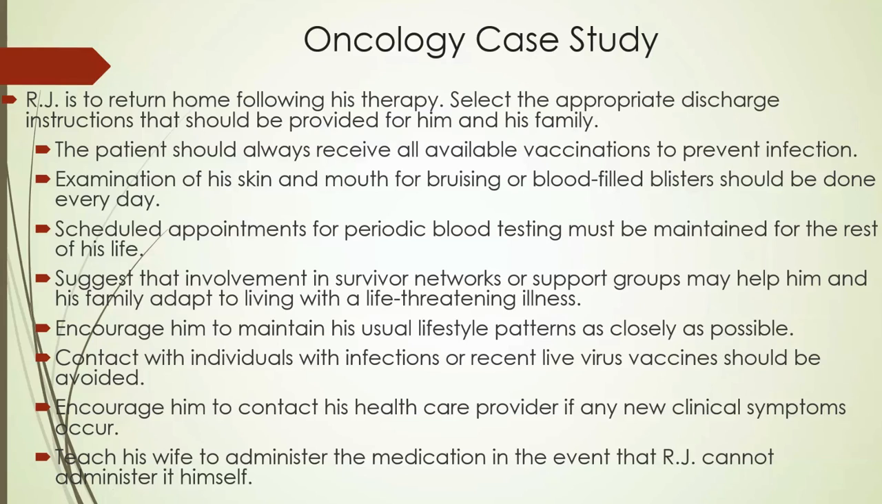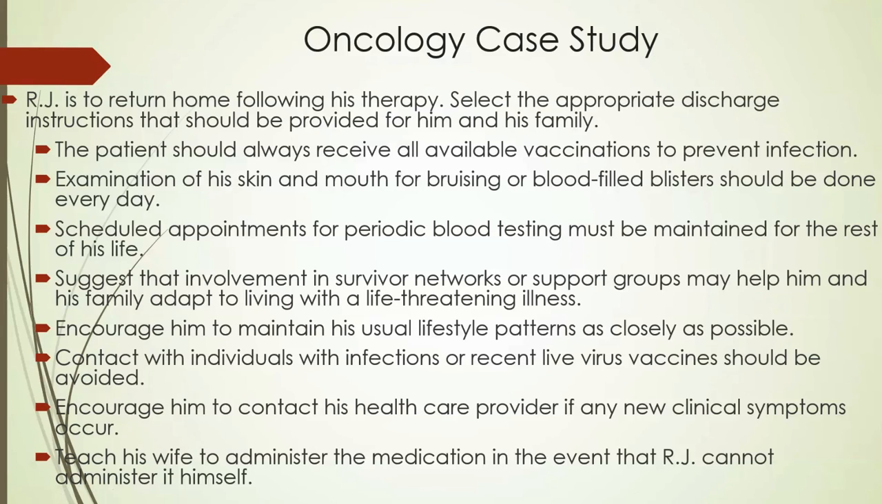About D, suggest involvement in a survivor network or support group to help him and his family adapt to living with a life-threatening illness. It's just to help him and his family cope and see that yes, they have some extra things to keep track of, but that he can absolutely have a high quality of life.